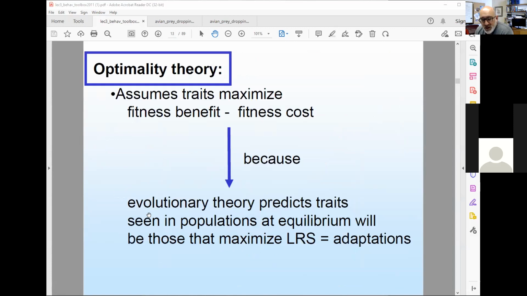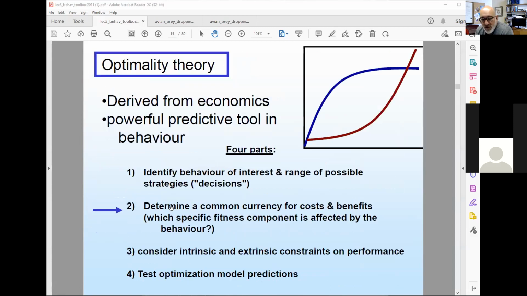Often the costs and benefits are reflected in terms of reproductive success, how many offspring are produced perhaps, or in terms of energy, right? How much energy is acquired and how much energy it costs to perform a behavior and so on. So it is important to ask which specific fitness component is affected by the behavior, and answering this question helps us determine what the common currency for costs and benefits is.